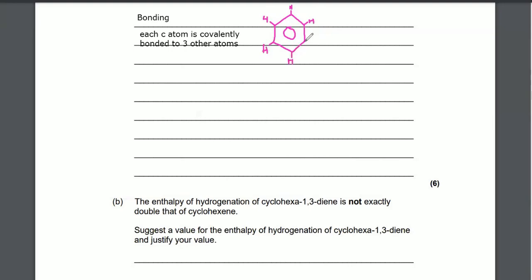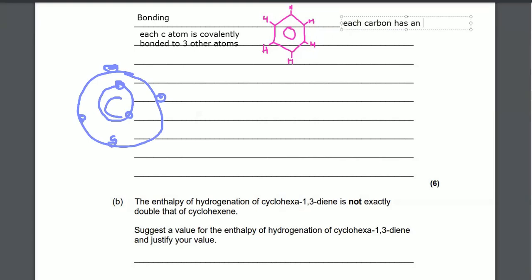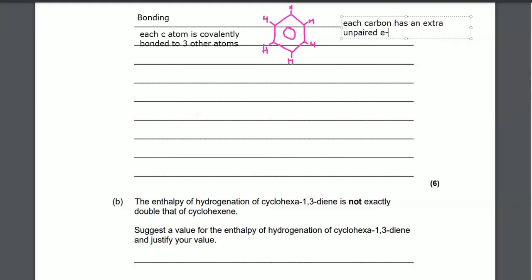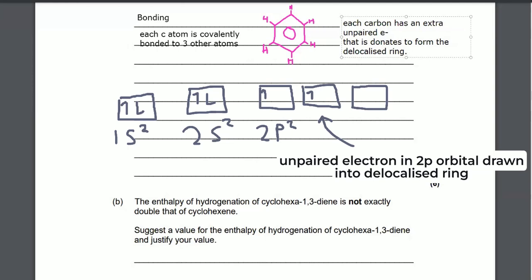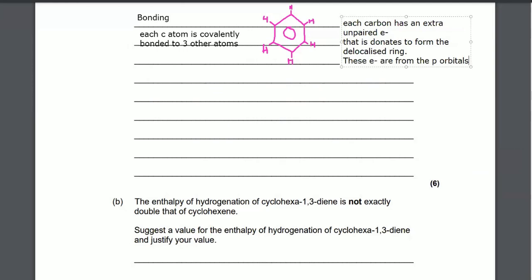So what's unusual about that is that normally carbon, which is in group 4, would have 4 electrons in its outer shell. So it would have 2s2 and 2p2. However, one of those unpaired electrons has been dumped into the middle of the benzene ring to form the delocalized ring of electrons.